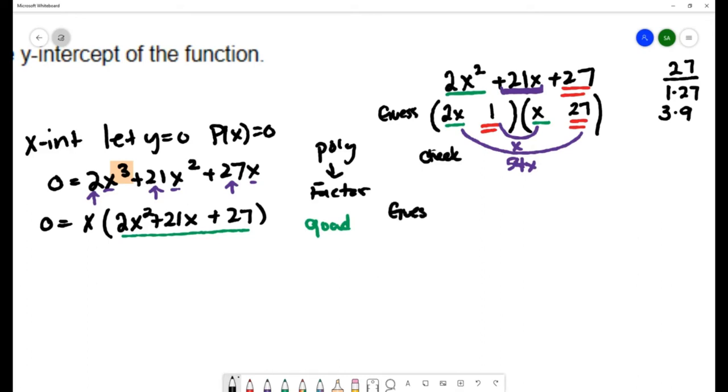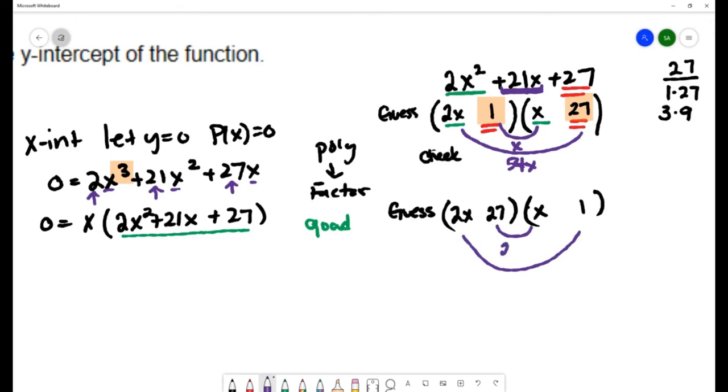Now, normally if I was doing this just for myself, I would do some erasing here and change things around. But for you guys, I'm going to write out all the guesses so you can see the process I'm going through. So we've already guaranteed that 2x is right and x. And we're going to switch up. I'm going to put the 27 here and the 1 here. And we're going to check the middle terms.